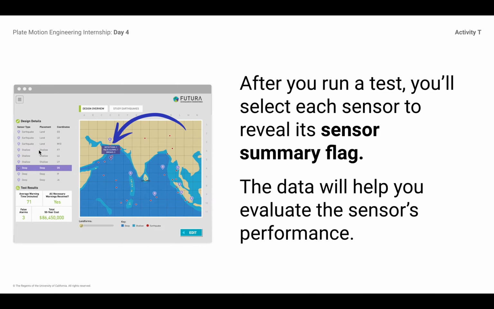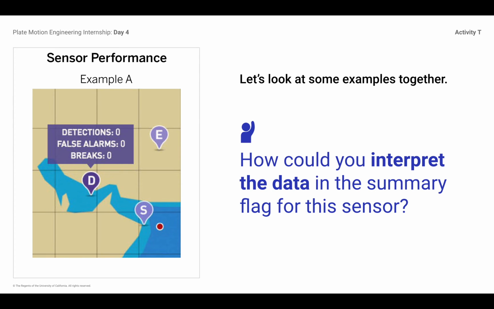What maybe you don't understand is this information is equally important. Each one of these sensors represents a sensor that was placed in this map. And you can click on each sensor, and when you click on it, then you get this flag that tells you information about how or if information was detected at that sensor. It's very, very important. So let's go through a couple of them, okay?